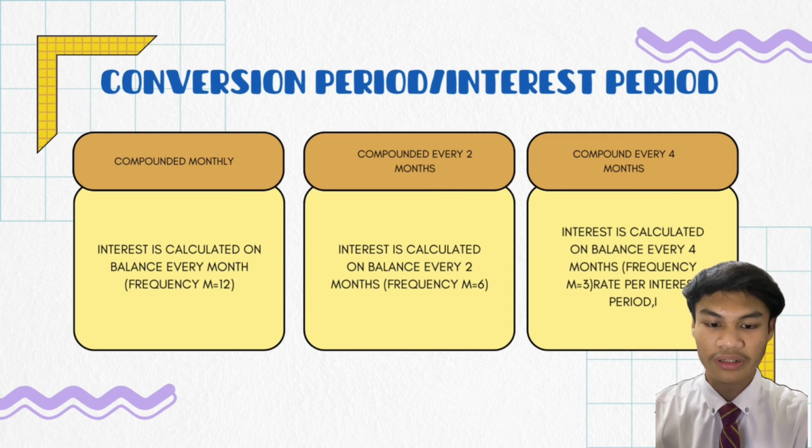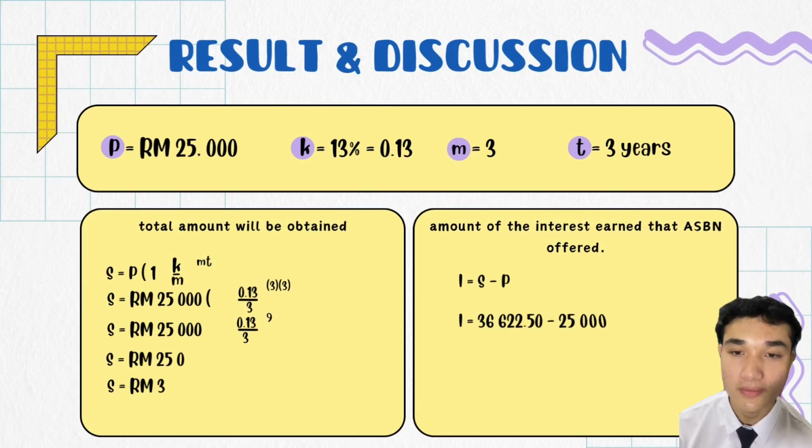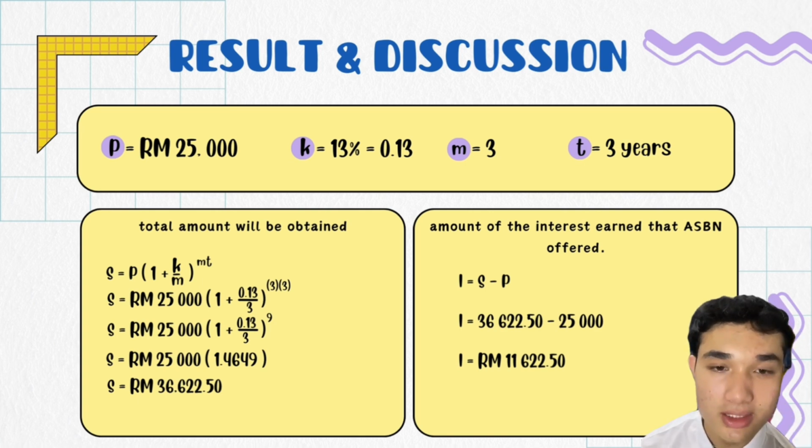Rate per interest period. S equals RM 35,000, 14649 in brackets, and we multiply with 25,000 and we will get S equals RM 39,622.50.